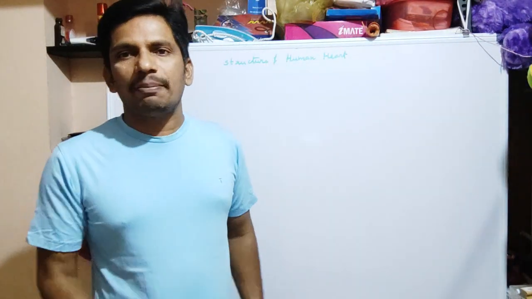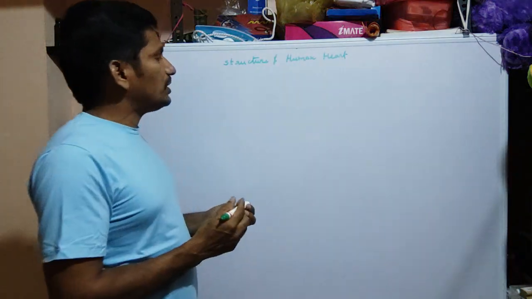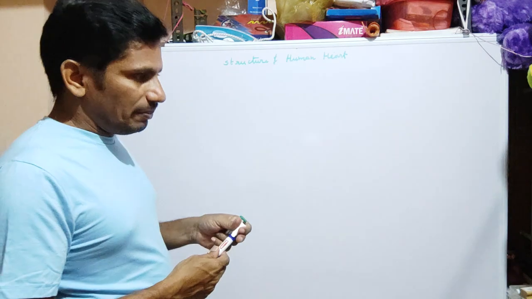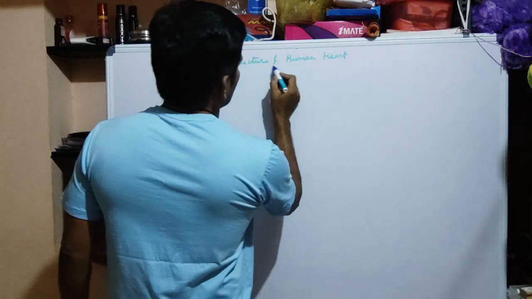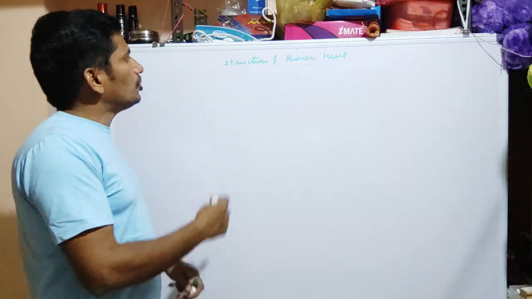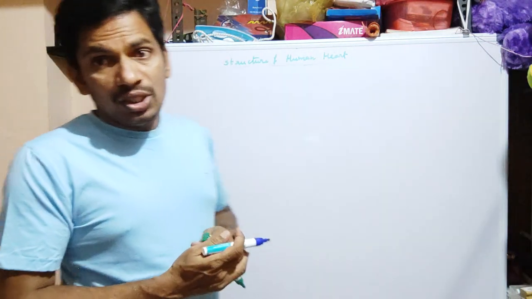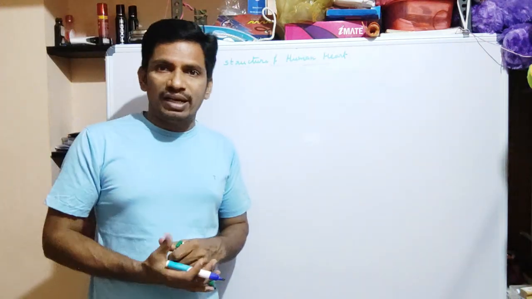Yes children, I have another video which is a continuation from the previous one. Now we are going to learn about the structure of the human heart. In the previous video we learned about the different chambers of the heart in different organisms. Now we are going to discuss the human heart. So, how many chambers are there in the human heart? A 4 chambered heart is present in the human heart.